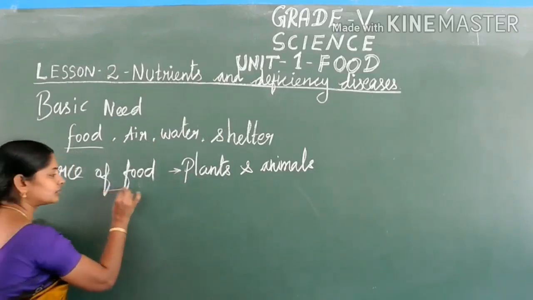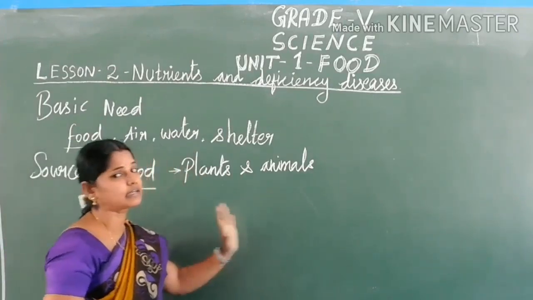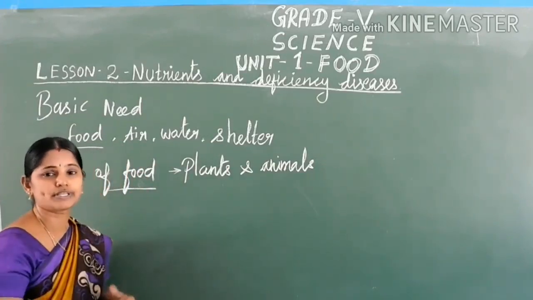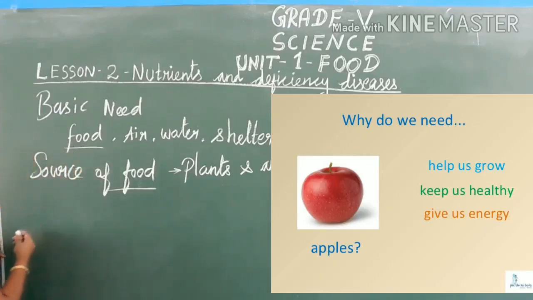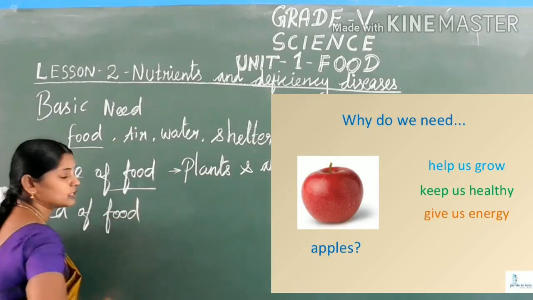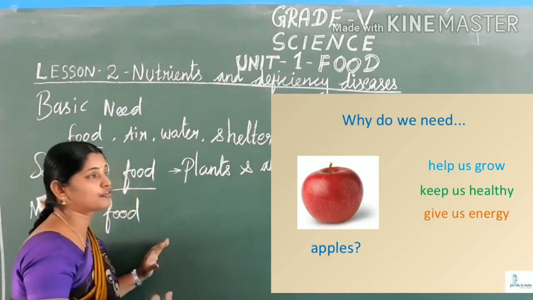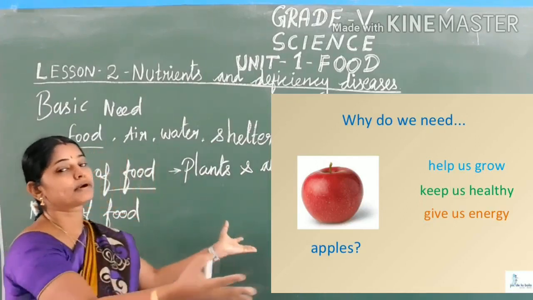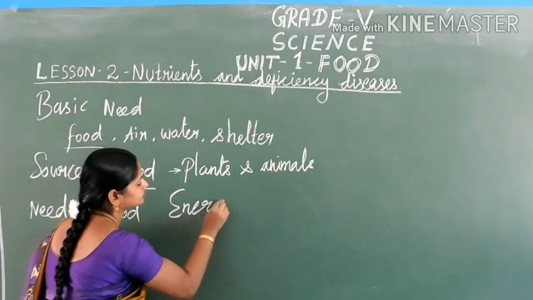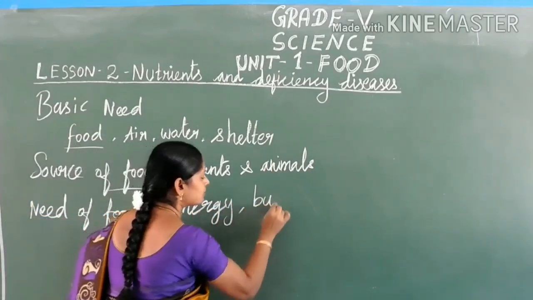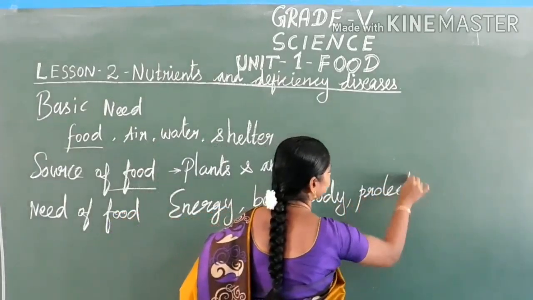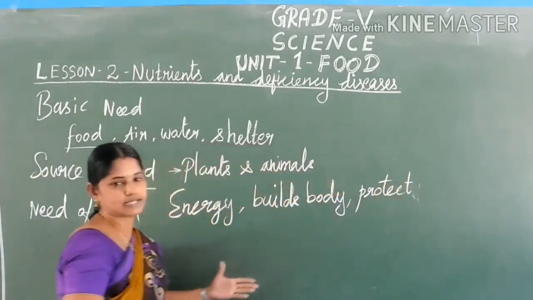So we are taking different kinds of food. What is present in that? Why do we need to take food? What is the need of food? What is the importance of food? Food only gives us energy, food only builds our body, and food only protects us from diseases. Isn't it? So food gives us energy, food builds our body, and it protects us from diseases.